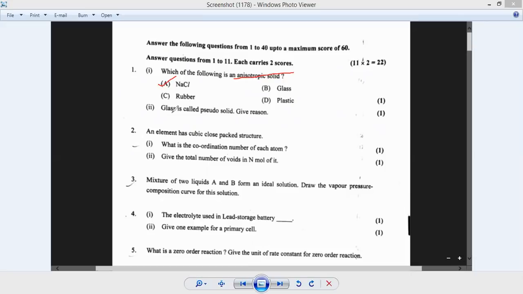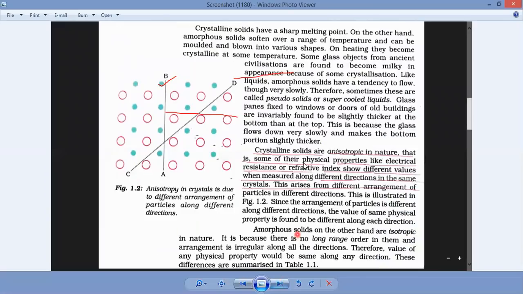And why is glass called a pseudo solid? Let me go into that page. Here it is given that some of the glass objects from ancient civilizations are found to be milky in appearance because of some crystallization.